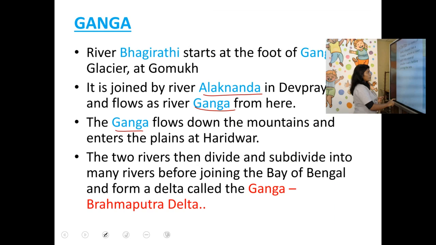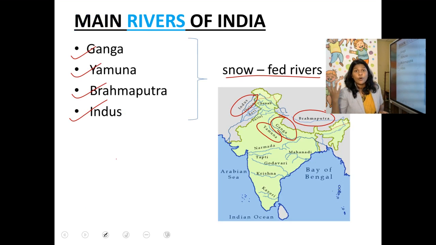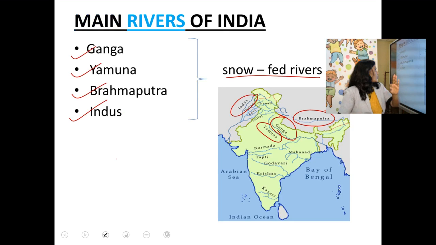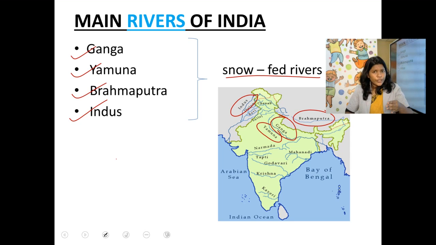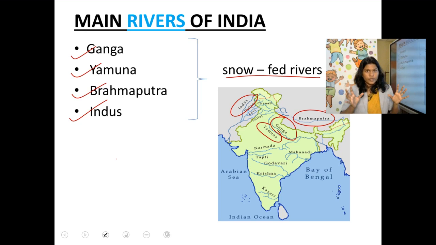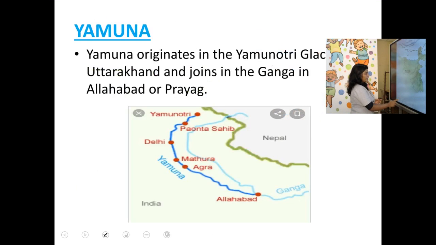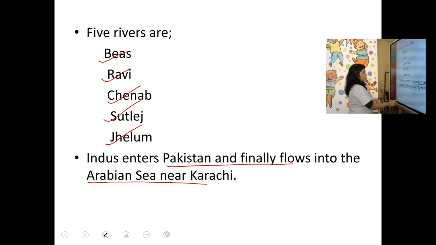So these are the 4 main rivers of North India. What are the 4 main rivers of North India? Tell me along with me: Ganga, Yamuna, Brahmaputra and Indus. These 4 rivers are called snow-fed rivers. Teacher already told you why, right? Because these rivers are formed by melting snow. Got it? So next we are going to discuss the South Indian rivers.